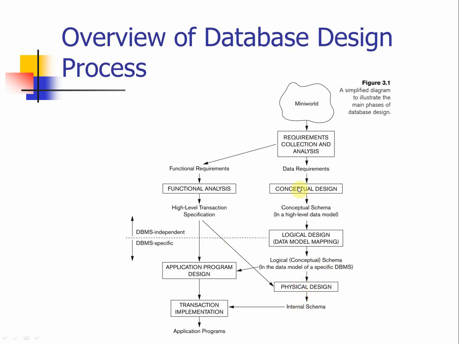And you can see that the conceptual design as well as the functional analysis are DBMS independent, which means those designs do not talk about the details of the implementation. The details of the implementation will happen after the logical design mapping, which means when you create a relational schema diagram. Once you have built up this database, you will start working with the functional analysis, and then you can create the application programming design. And basically, we will be able to do the queries or find the information from the database.